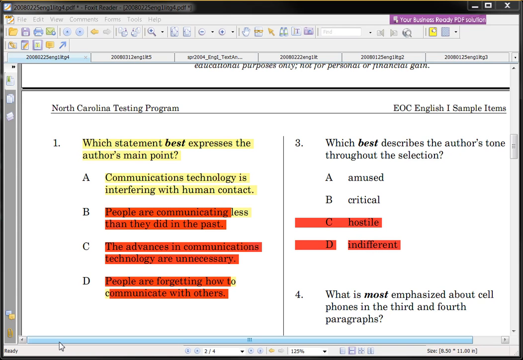This is Mike Shoemaker. We're going to talk a little bit more about test preparation for the English 1 EOC.